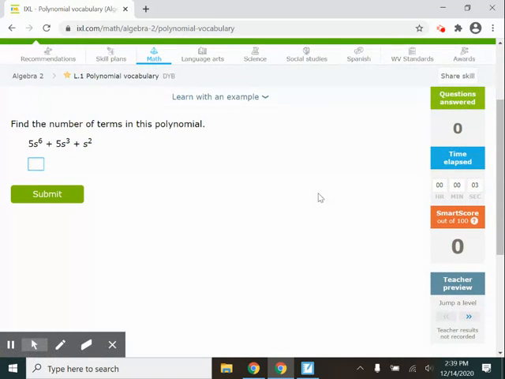So for example, this one has find the number of terms in the polynomial. Well, the 5s to the 6th is the first term. The 5s to the 3rd is the second term. S squared is the third term, so this has 3 terms.